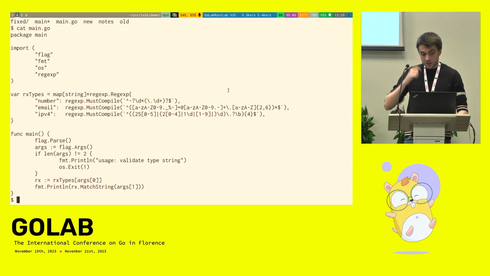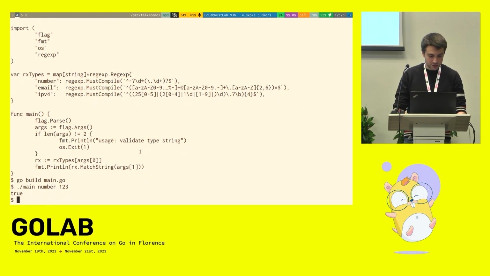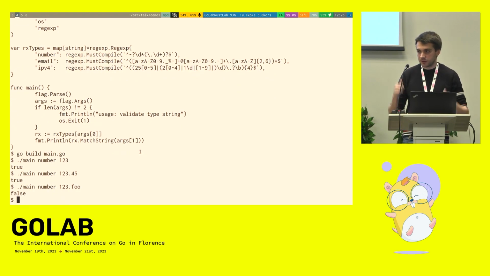This tiny program is a program that has a global with a map. This map goes from string to regular expression, and if I build it and try it, it's meant to validate some strings, right? So I can ask it, validate a number: is 123 a number? Is 123.45 a number? What about 123.foo? That's not a number, false. That's a very cool advanced program, right?